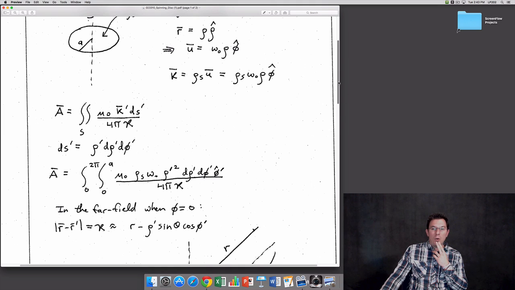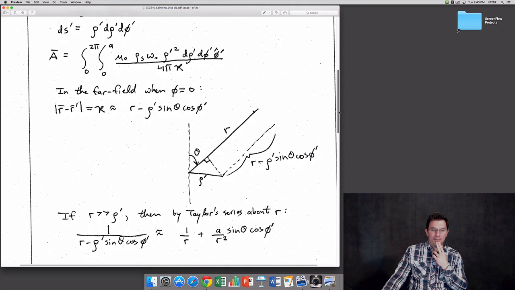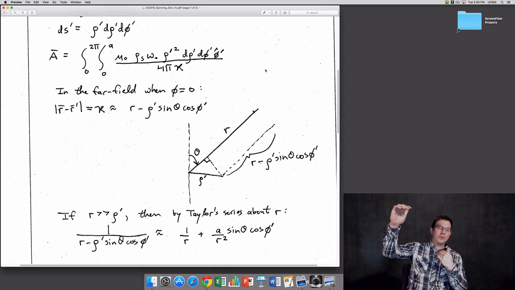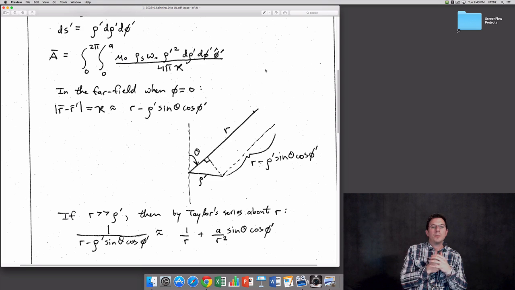Let's say that we would like to know what the magnetic vector potential looks like when we're very far away from the disk. That's called the far field. So we're a long way away from the disk now. Let's see if there are some simplifications that we could make in order to simplify this integral and get a closed form expression out of this.